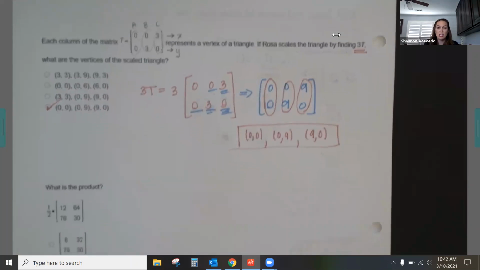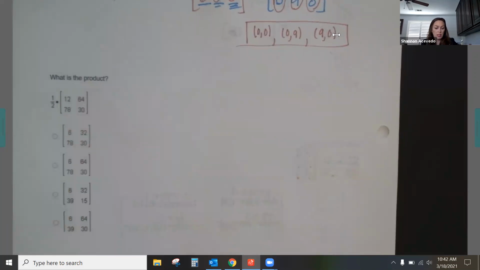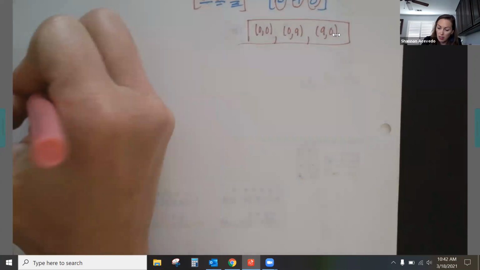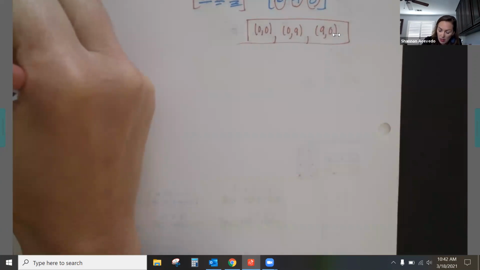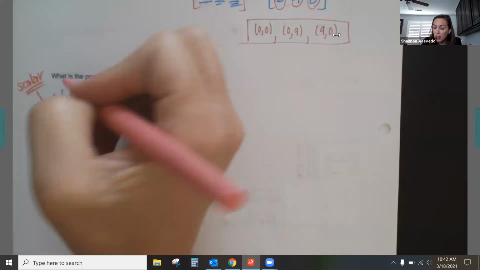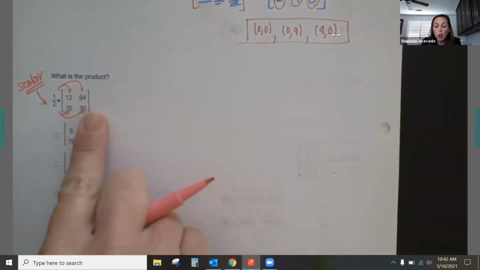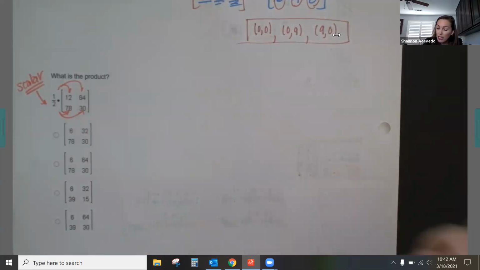And our last one just says, what is the product? Remember, this is a scalar value again. This is just what we would call a scalar. So vocabulary, knowing that that's just that number out in front. So again, this is going to go to each and every term. Even better is they're all even. So when I take half of it, it's going to be nice and pretty.